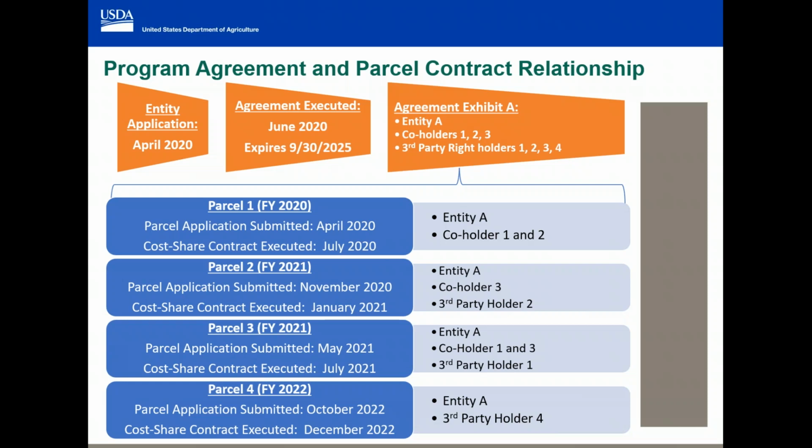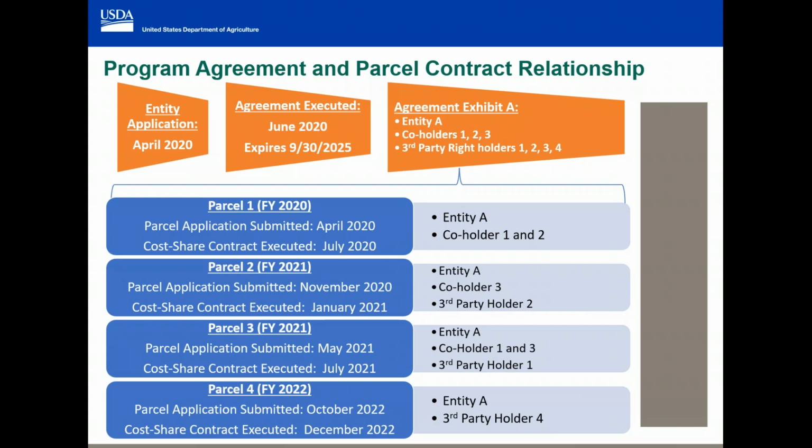So once that program agreement's been executed, we can also move on to executing the associated cost share contract. Under the program agreement, you have identified yourself as the eligible entity. You've identified that you have 3 potential co-holders that may interact on various parcels, on individual parcels, and 4 third-party right holders that may interact on various parcels in the future.